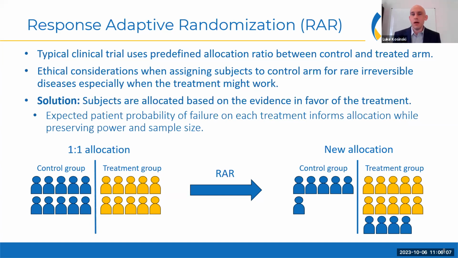And again, I'm not going to get into the statistics of exactly how we know this, but we basically use some prior information to get an expected patient probability of failure on each treatment and use that to inform allocation while preserving power and sample size. So we look at this example I have here. We start with the 1-to-1 allocation ratio. We use some of the prior information to get an expected patient probability of failure, and then we adjust the allocation ratio to have more patients on treatment while still maintaining that power and sample size.